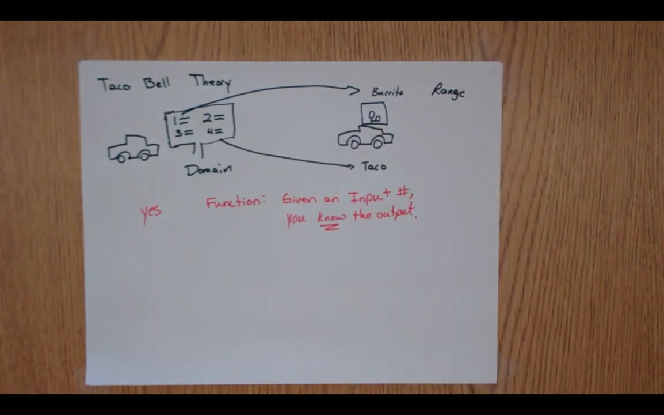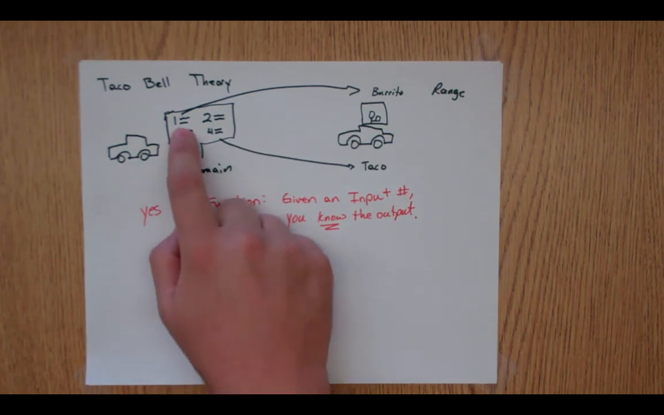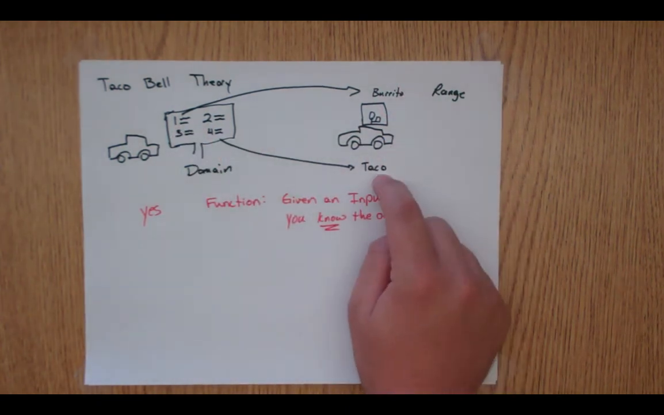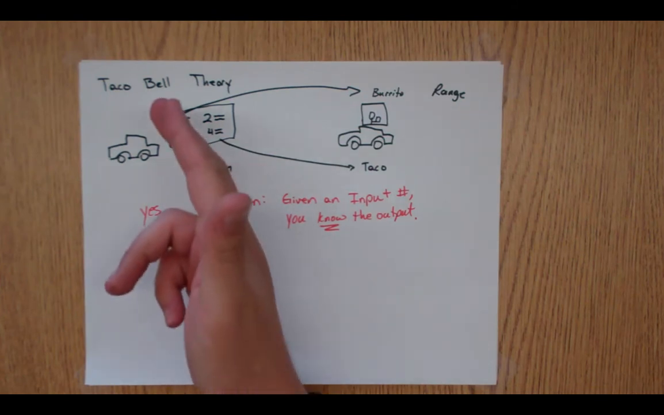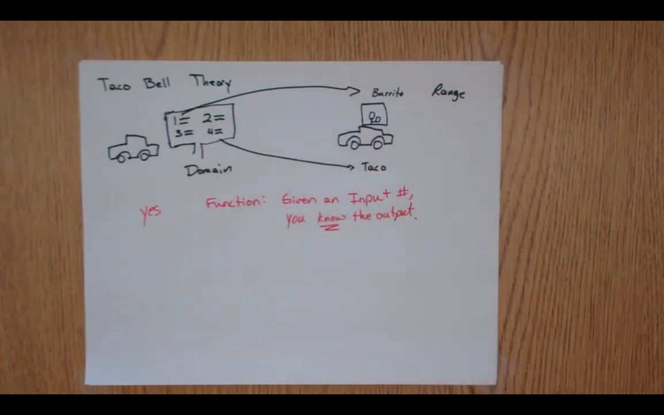Now, if they somehow messed this up and a combo 1 got you a burrito and a taco, say they had a glitch in their menu system and you ordered a number 1 and got a burrito and a taco, that's not a function because with a combo 1 you got 2 different items, 2 different outputs. So to be a function, 1 input is mapped to exactly 1 output. 1-to-1 ratio. Let's put some actual math behind this.